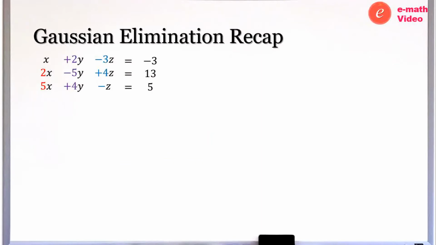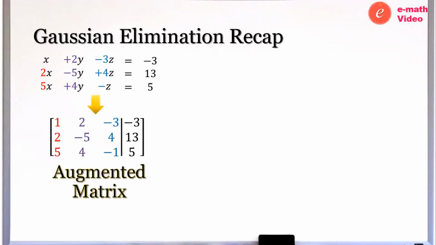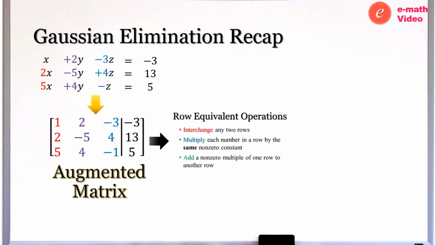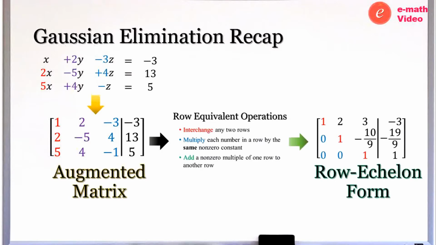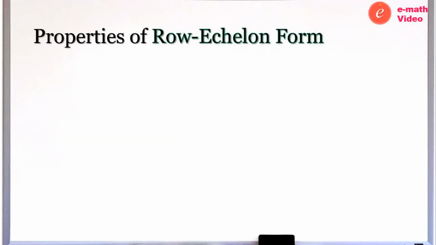When we use Gaussian Elimination, we convert the system into augmented matrix form and perform row equivalent operations to obtain row echelon form. The question is, what exactly is row echelon form? To be in row echelon form, a matrix must have the following properties. For now, we just focus on the number before the separator.